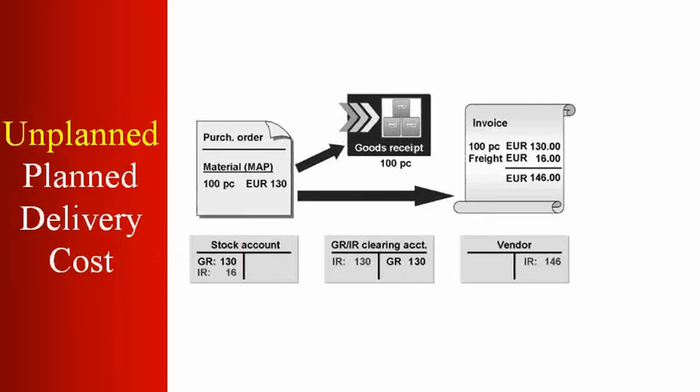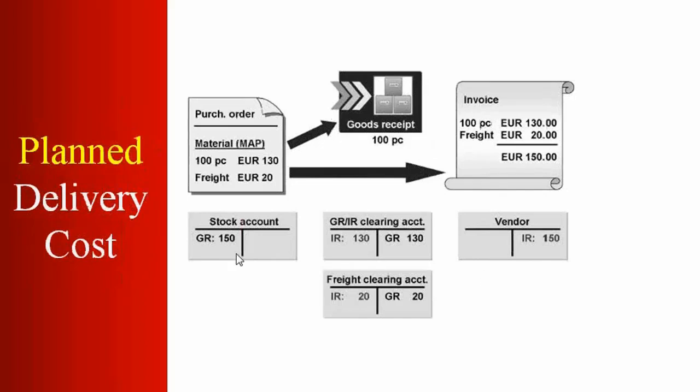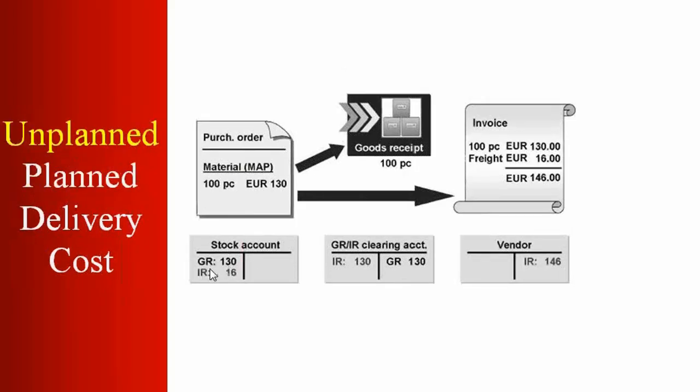However, when it is an unplanned delivery cost, that means in the beginning we treated a purchase order of $100, and later on we received the invoice with an extra 16 euro. In this case, the system initially posts 130 euro in the stock account, and after receiving the invoice it will add another 16, and the vendor will be credited 146 euro. The basic difference is that in the previous case we knew all the prices in the beginning and the same price was posted. In the second case, we knew only that 130 euro is the price, but later we received 16 euro extra, so it is added: 130 plus 16.